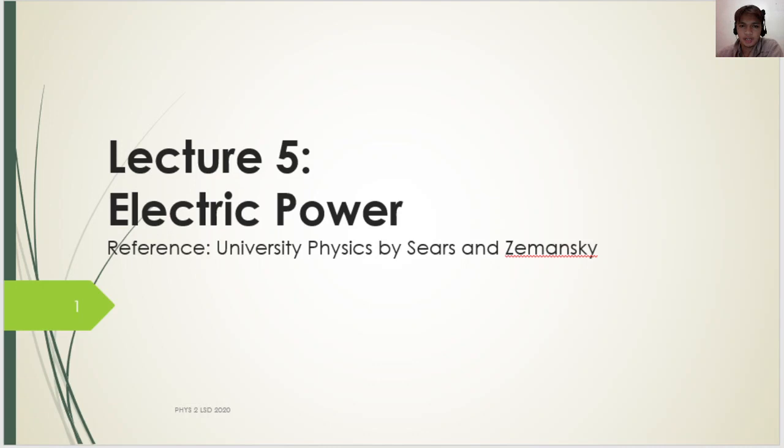So the general electric power equation is P equals W over T, but work is equal to Q multiplied by the voltage. So we can create another formula: power is equal to voltage multiplied by the current. This is the unit of electrical power, volt-ampere, or watts.